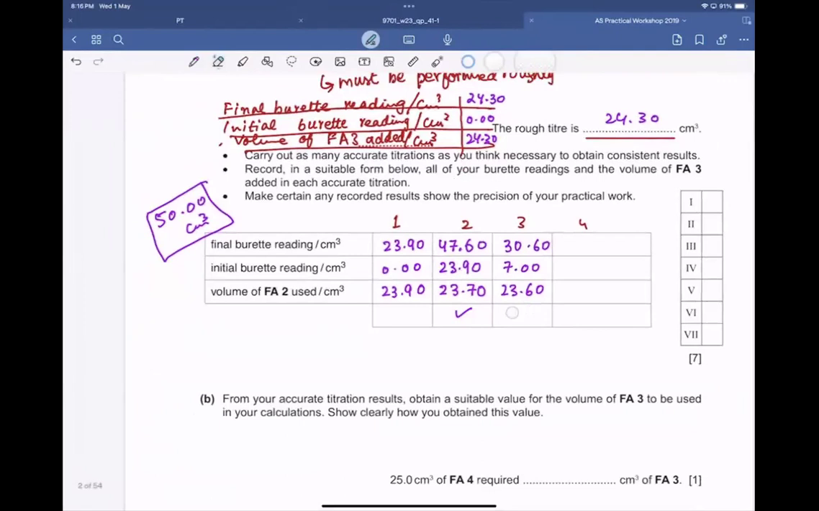Now, for example, if instead of 30.60, when you are performing the third titration, it's 31.00. So if you take the difference, what difference you will get? Is it 24.00? So see, now the 0.1 difference is between these two titrations, right? So you are going to take these two titrations and then solve this by using these two values. Is this clear to all of you?